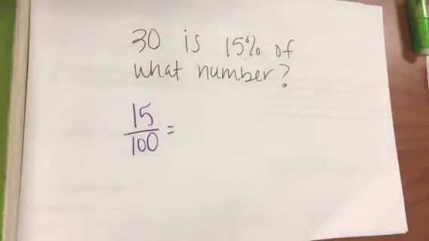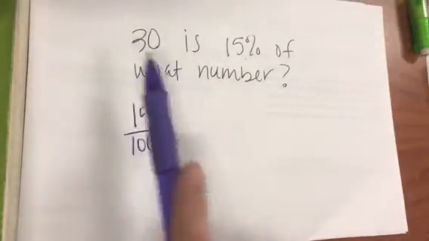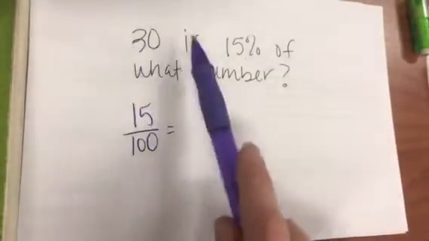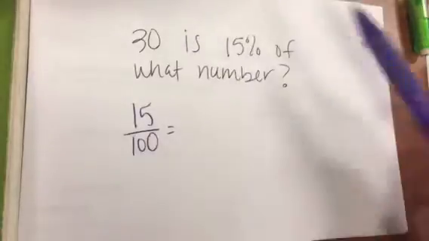Well, it's right next to "is." Didn't we talk about "is" and "of"? Well, we did, but just using your brain. Yeah, because I don't really emphasize much on it. Yeah, I don't do that too much either, but 30 is 15% of what number?